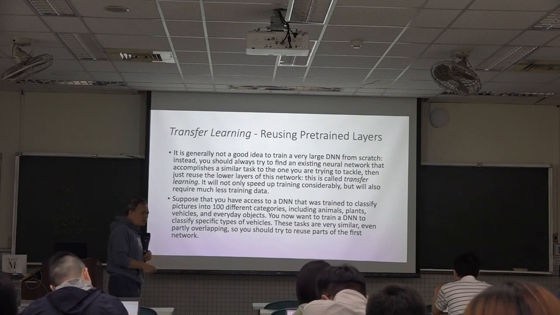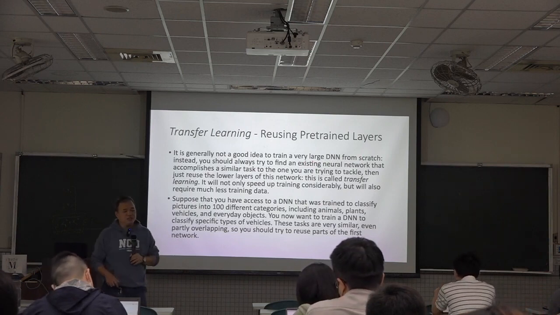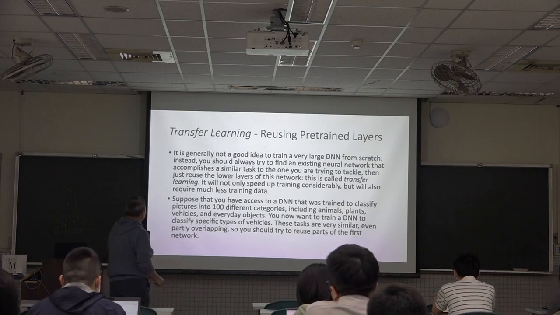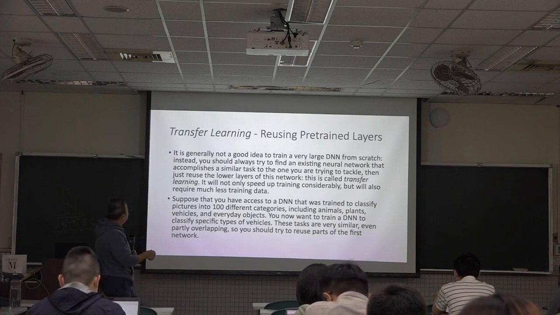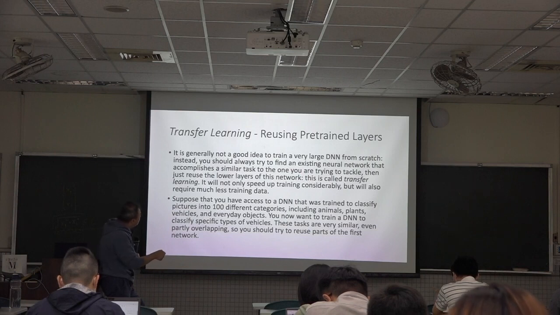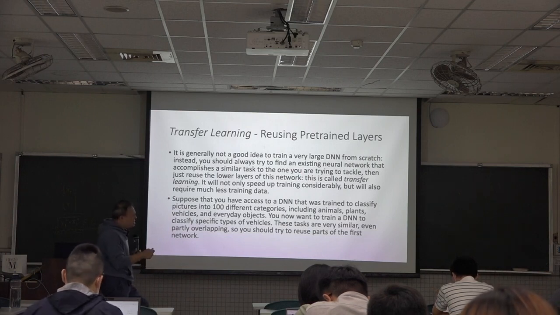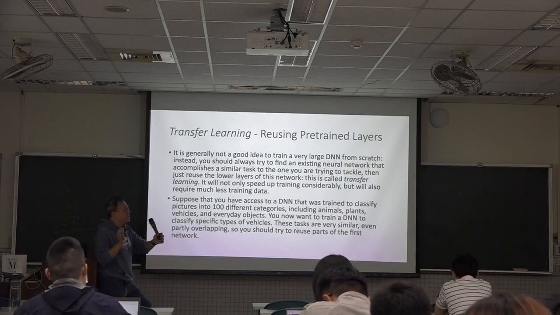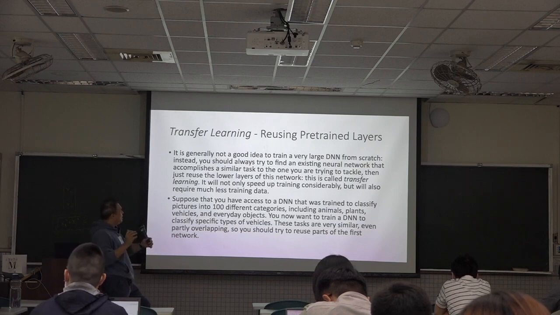As I already told you previously, for a deep neural network, nowadays we almost always use transfer learning, okay? So you should always try to find an existing neural network that accomplishes a similar task to the one you are trying to tackle. And when we say similar task, it is much more flexible than you may consider, as we will talk about later, okay?